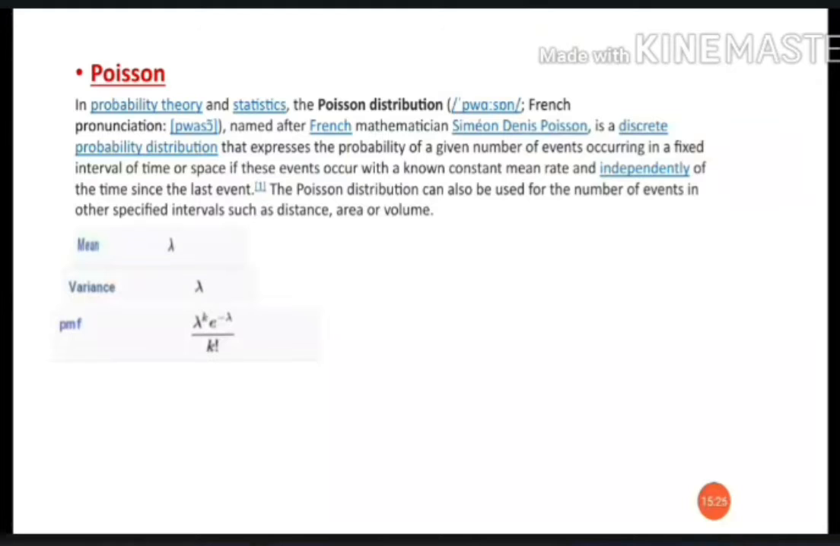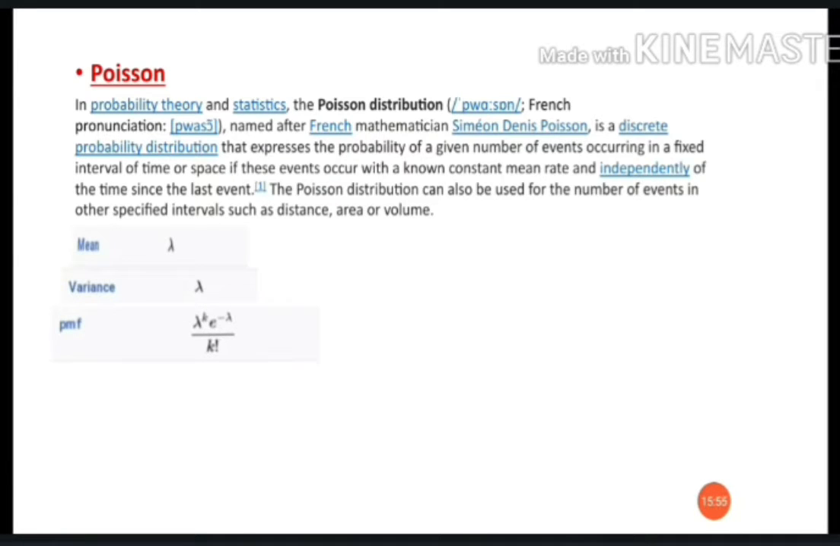The next type will be the Poisson random variable, which is an example of a discrete random variable. In probability theory and statistics, the Poisson distribution, named after the French mathematician Simeon Denis Poisson, is a discrete probability distribution that expresses the probability of a given number of events occurring in a fixed interval of time or space.